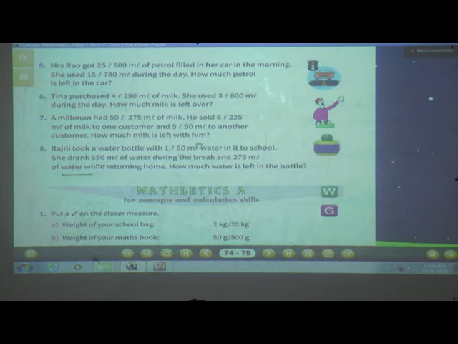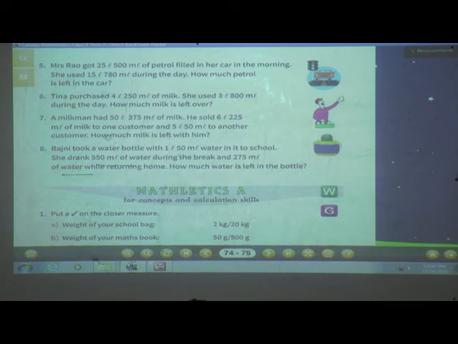Okay, next example, see the seventh one. A milkman had 50 liter 375 milliliter of milk. He sold 6 liter 225 ml of milk to one customer and 5 liter 50 ml to another customer. How much milk is left with him? See here, now what you have to do, a milkman had, initially he had 50 liter 375 milliliter of milk. From that he sold 6 liter 225 milliliter of milk to one customer and 5 liter 50 milliliter to another customer.